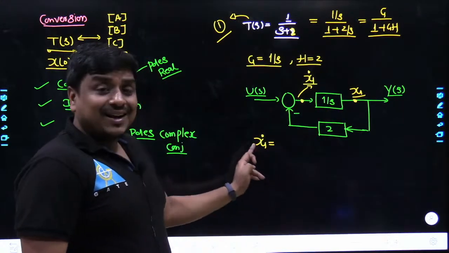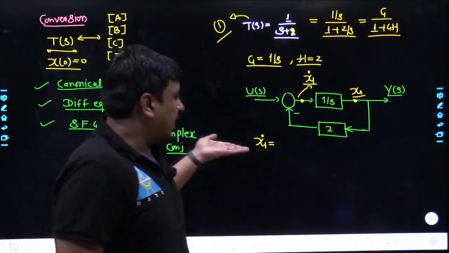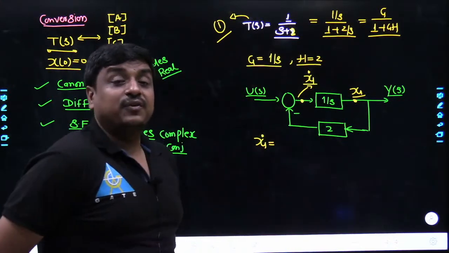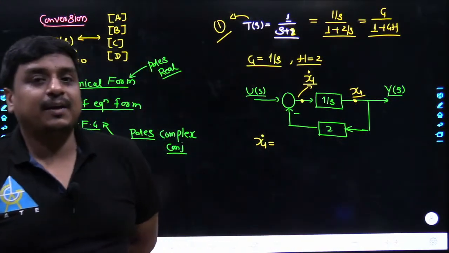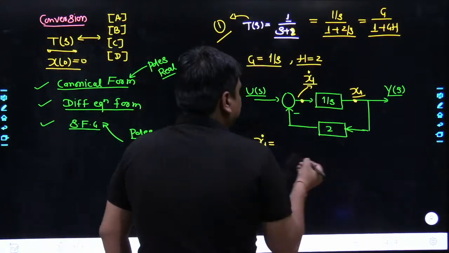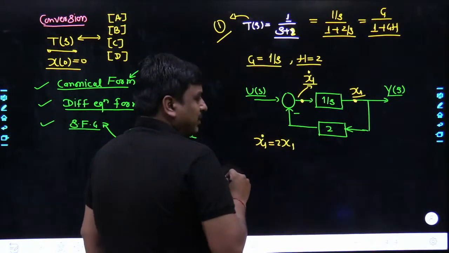And as we are writing in the time domain, I have seen many times students make mistakes. Here I am writing everything in the time domain. Why? Because x1 dot is nothing but the differentiation of the state variable in the time domain, dx1 divided by dt. So here I would be writing x1 getting multiplied with 2.